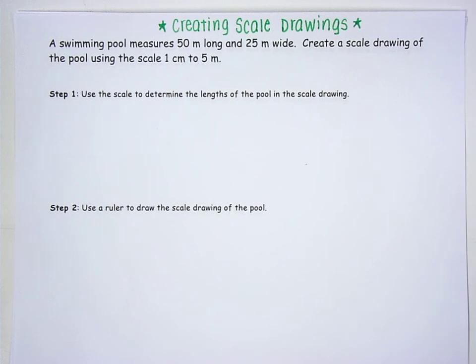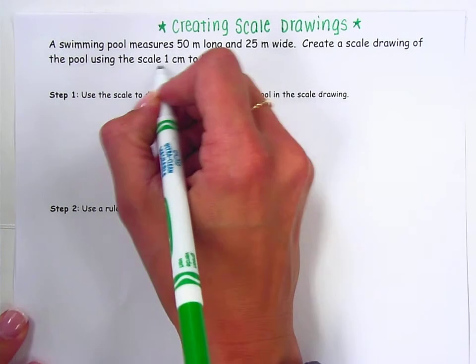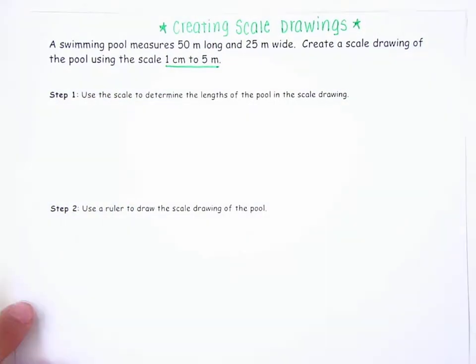Let's take a look at how we can create a scale drawing. So the example we're going to look at today: a swimming pool measures 50 meters long and 25 meters wide. We're being asked to create a scale drawing of the pool using a scale of 1 centimeter to 5 meters.